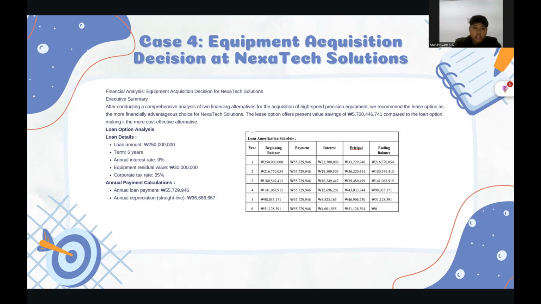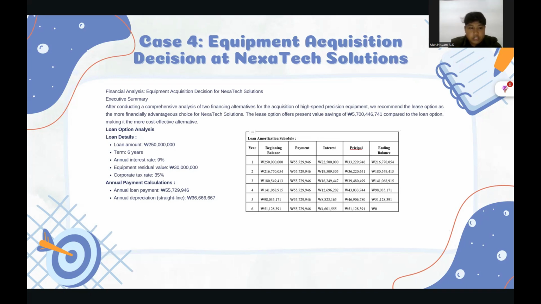Loan option analysis. Loan details: loan amount 250 million won, term 6 years, annual interest rate 9%, equipment residual value 30 million won, corporate tax rate 35.6%. Annual payment calculation: annual loan payment 55 million won, annual depreciation straight line 36 million.